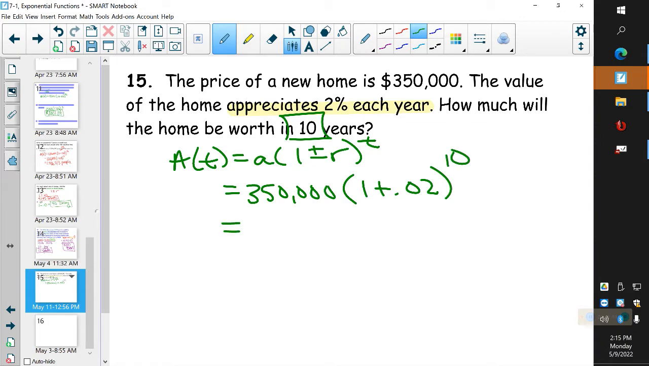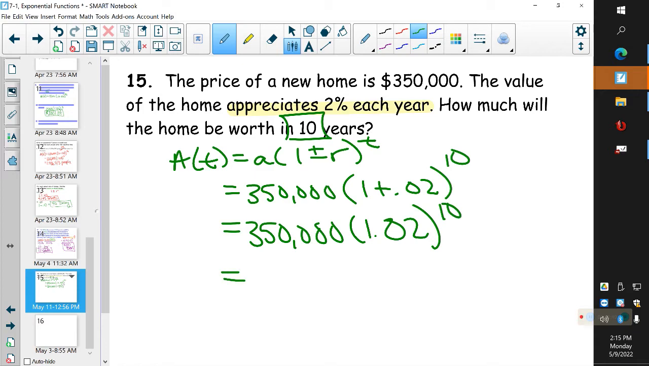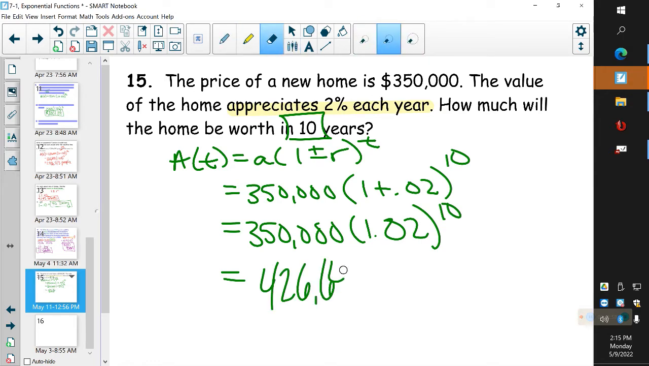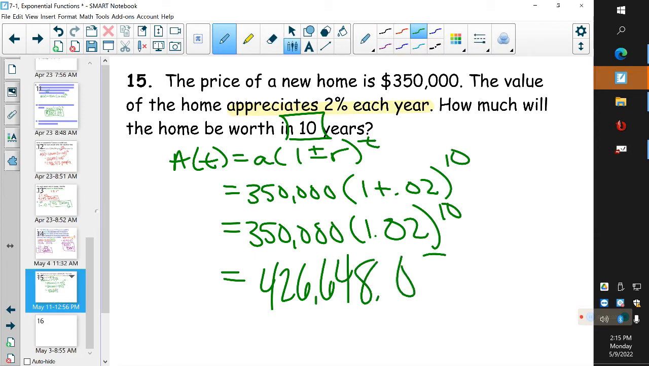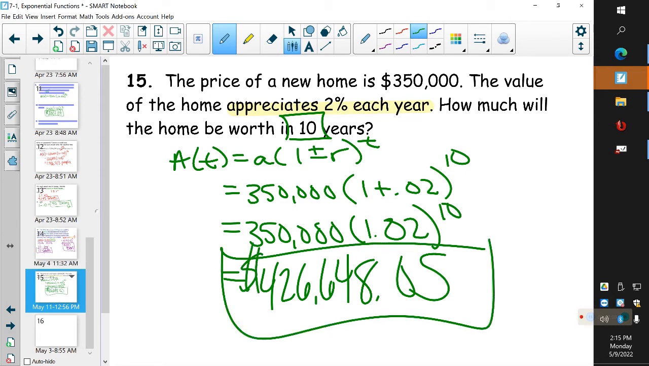A 10 up there. So what are you typing into Desmos? Is this right here. And how much money is my house worth? $426,648.05. 600 and what? 48. And 5 cents. Yes, I want my cents, and you need to make sure that you give them to me. Uncle Sam takes them, so you need to make sure you give them to me as well, yes?